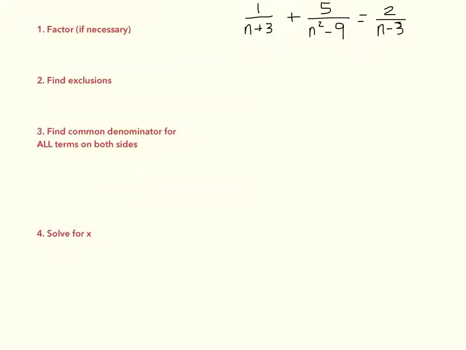So following along with your notes, we're still working with rationals and we usually want to factor. There's nothing to factor here or here, but we do want to factor this binomial. We can factor that to n plus 3 and n minus 3.